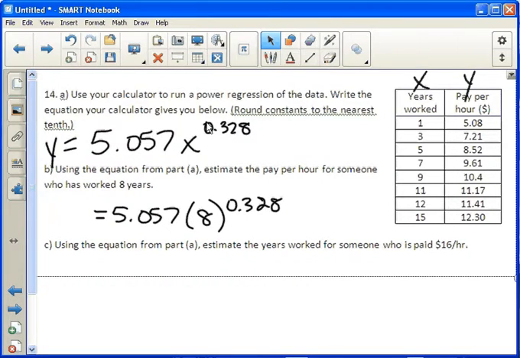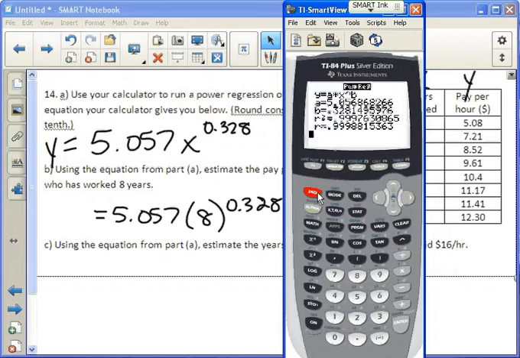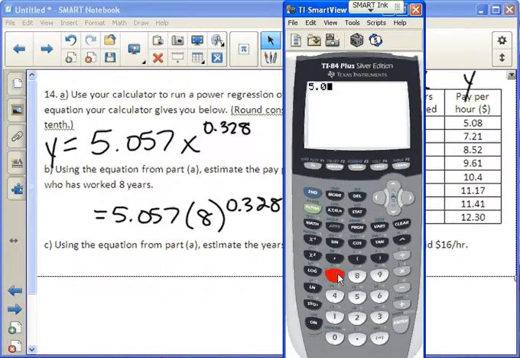So I can plug this in, see what I get. Actually, yeah, 5.057 times 8 raised to the 0.328. And we get about $10 an hour.